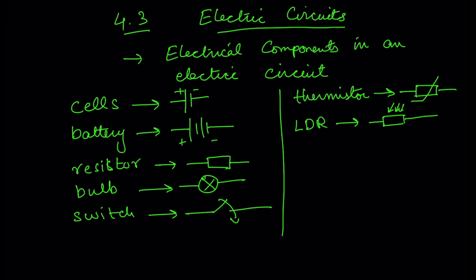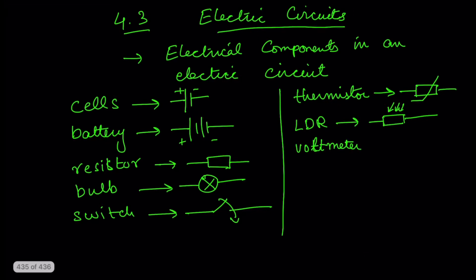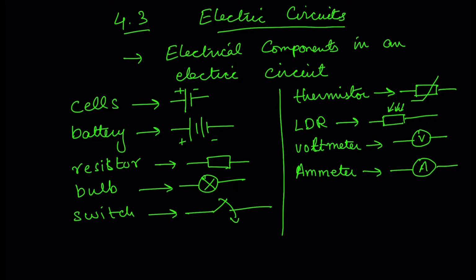And then we have some more electric components. For example, a voltmeter. It is used to measure the voltage. That's the symbol for the voltmeter. Then comes ammeter. This is the symbol for the ammeter. Then we have LED, light emitting diode. That's the symbol for LED.